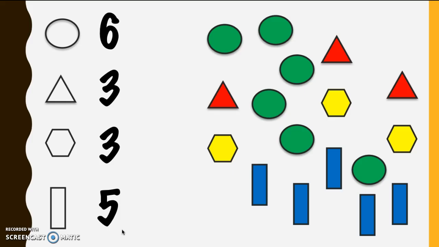All right. Now that we have counted all of the shapes that we have, we can do some comparing. Do you see any shapes that have the same amount as another shape? Excellent. Can you tell me a sentence? Yes, you could say there are the same amount of triangles as hexagons because they both have 3. Or you can say 3 is the same as 3. So the same number of hexagons as there are triangles.